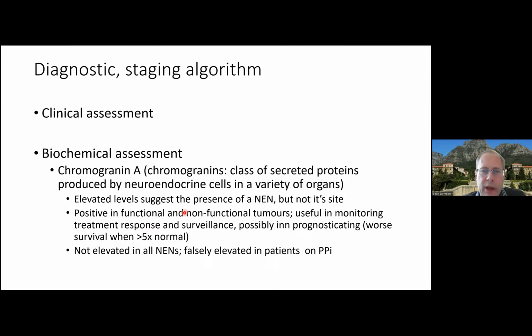So elevated levels can suggest the presence of a neuroendocrine neoplasm, but not necessarily its site. And it is positive in both functional and non-functional tumors. As I've just mentioned, it's most useful in monitoring treatment response and surveillance, and possibly in prognosticating when it is markedly raised.